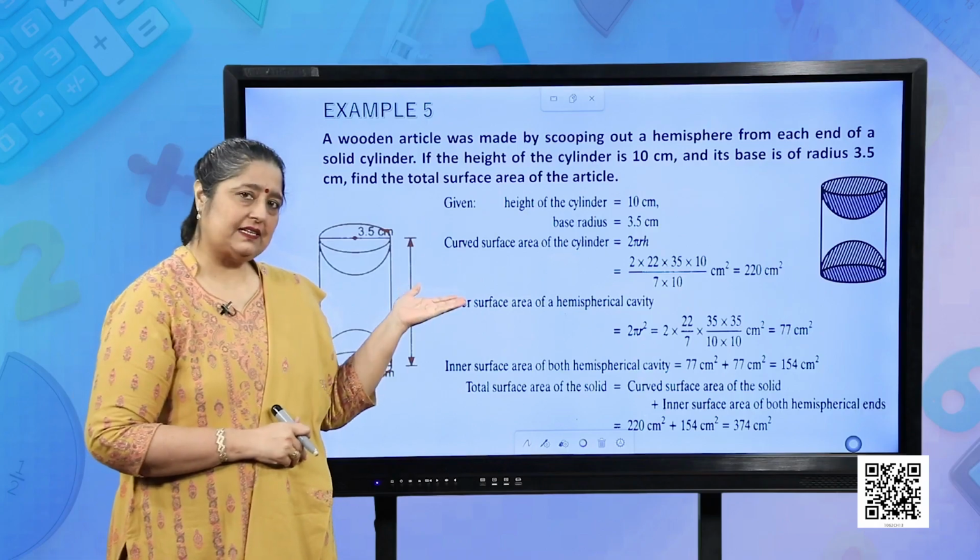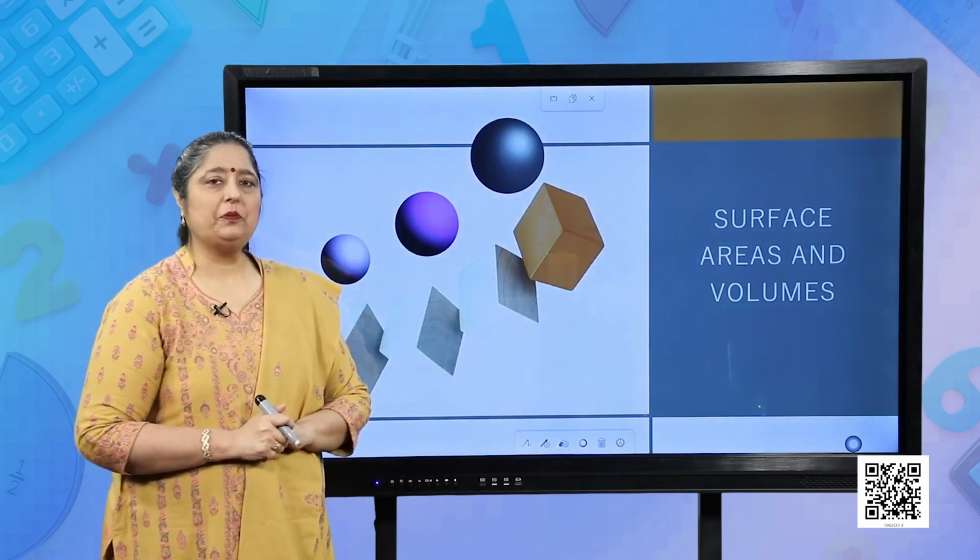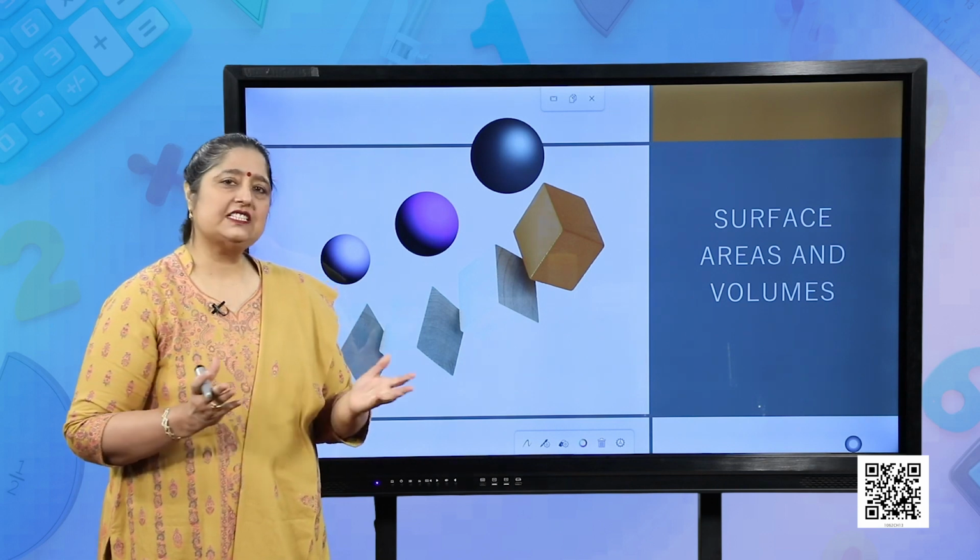I hope this example is clear now. Till now, we have studied about the surface areas of combination of solids. I hope all the concepts are clear.